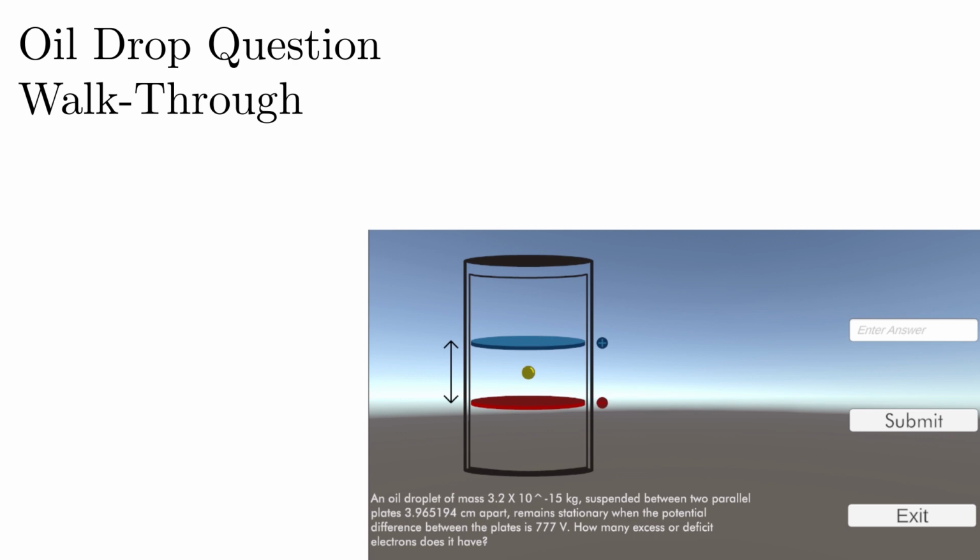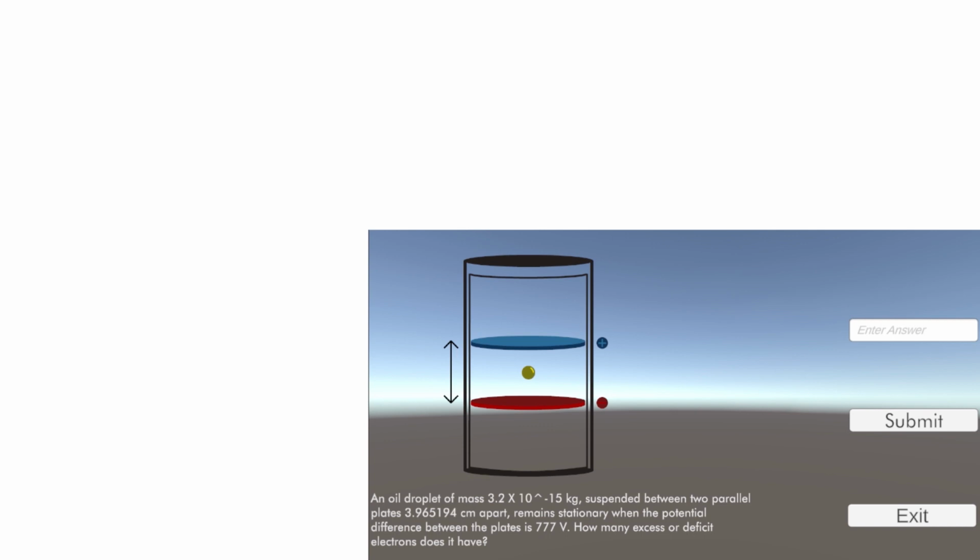Subbing this into our first equation of Q equals Ne and rearranging for N, we can see that the number of electrons equals 1.602 times 10 to the negative 18 coulombs over 1.602 times 10 to the negative 19 coulombs, which evaluates to approximately 10 electrons.